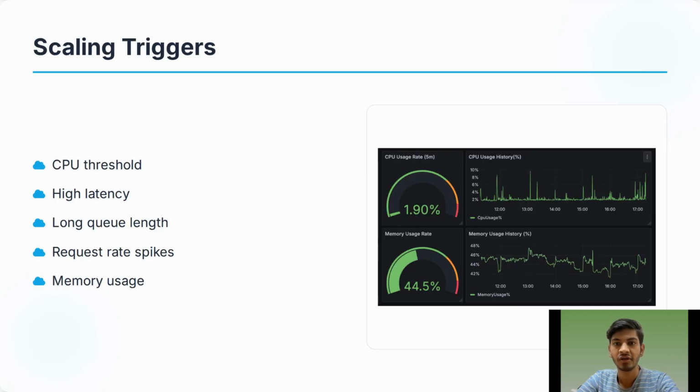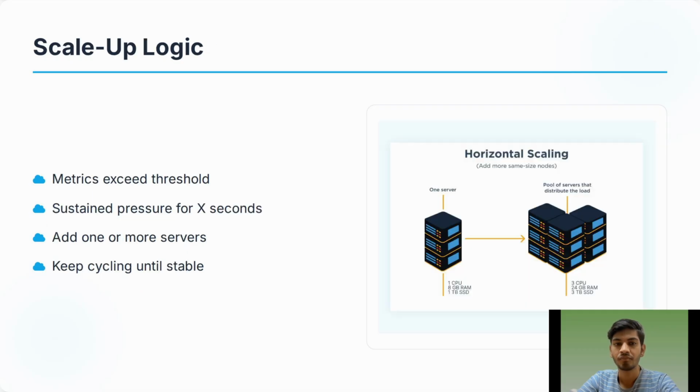The autoscaler constantly monitors key metrics. Typical triggers include CPU exceeding a threshold, high latency for multiple seconds, long queue lengths, sudden request rate increases, high memory usage. When any of these signals stay high for long enough, the system prepares to scale up.